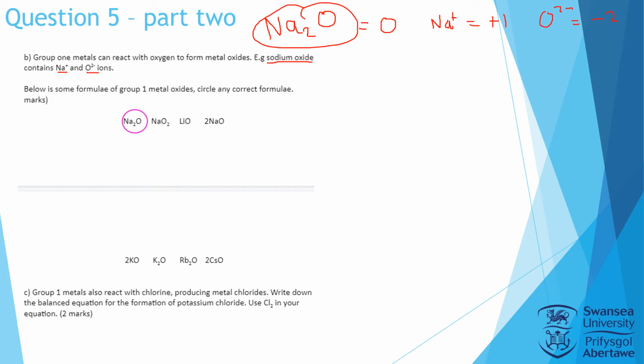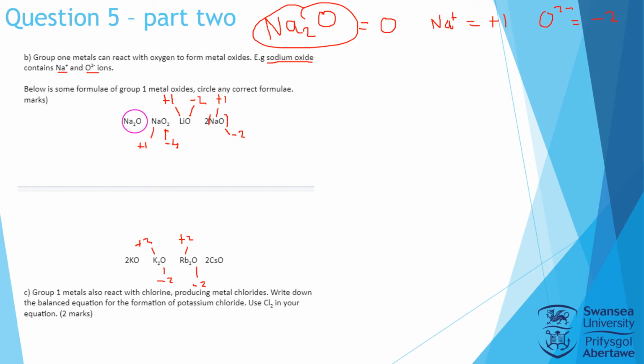So circling them, this one we know is right. We know that the second one can't be right, as this would give -4, and this is +1, and that doesn't cancel out. The same here, we've got +1 and -2. Here is maybe a little bit of a tricky one, as this 2 at the front means like a bracket, so two lots of NaO. Again, this is +1, and this is -2. It can't work. The same down here, same as above, but this one we've got +2 and -2. What about this one?